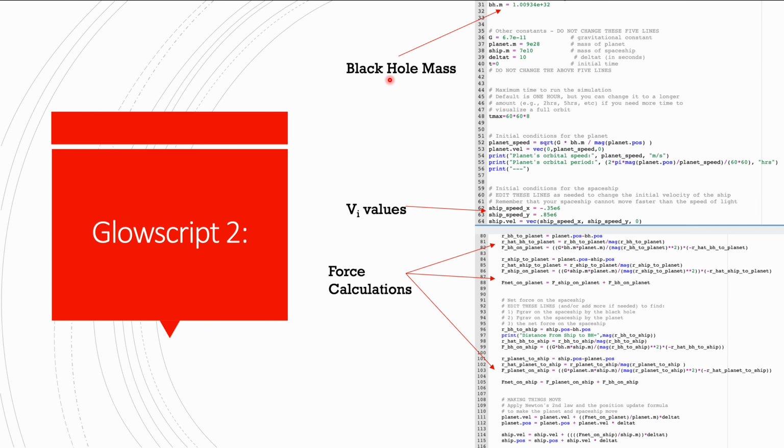In GlowScript 2, the second part, we use the calculated black hole mass, which we found in part 1, which we input right here. And these are the initial velocity values that I tweaked until I got them as close to the black hole as I could without hitting the black hole or getting hit by the planet. And down here we have some force calculations that we did too.